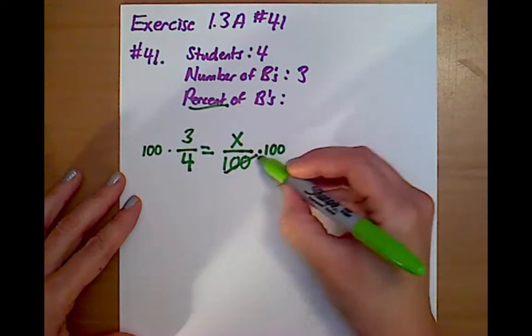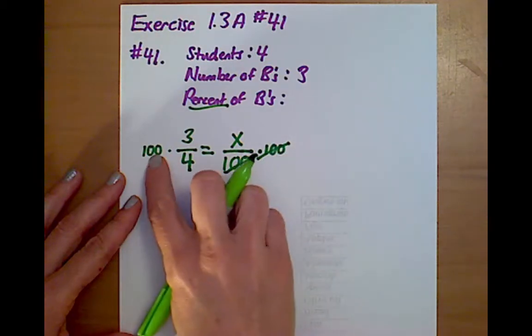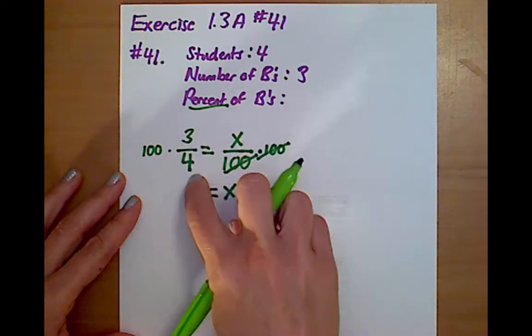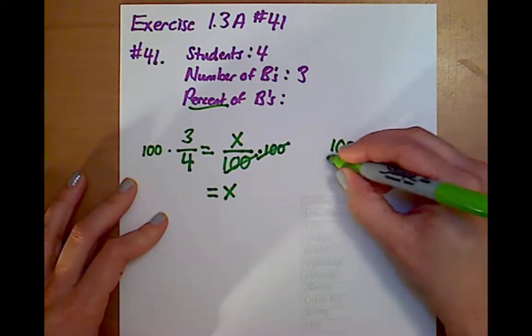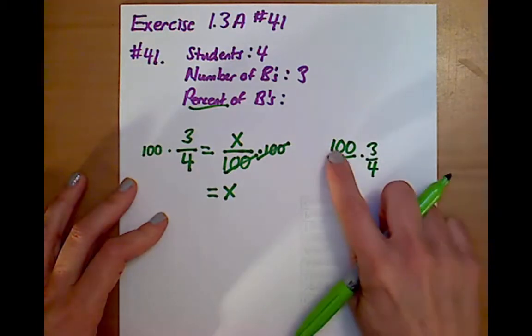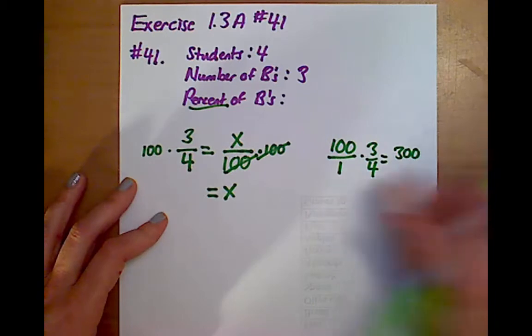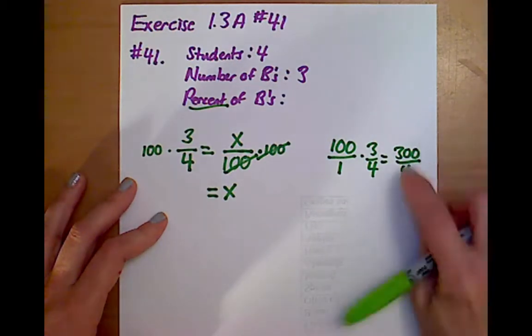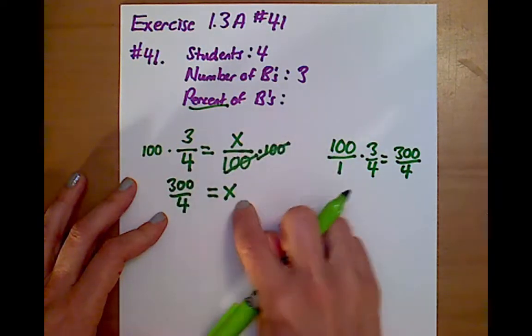These two divide to 1, so we end up with just 1x on this side. And over here we have 100 times 3/4. We're going to go off to the side to do that. 100, we're going to change it to a fraction over 1 times 3 over 4. 100 times 3, that gives us 300. And 1 times 4, that gives us 4. So we have 300 over 4 is equal to x.